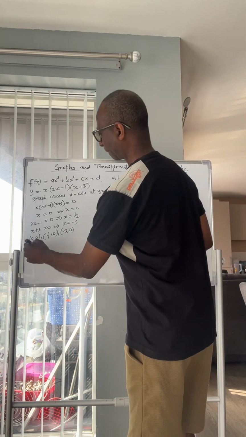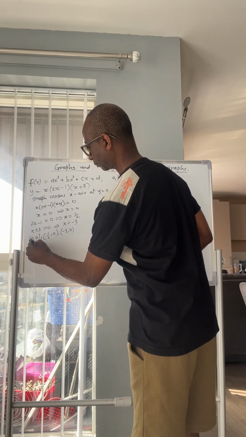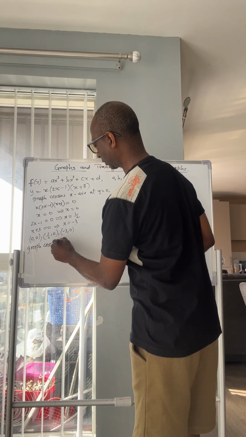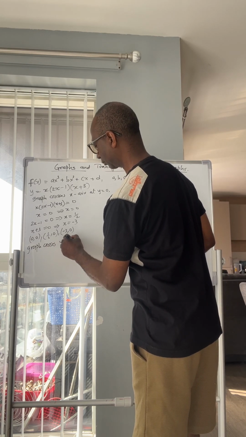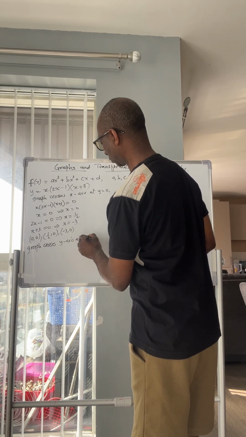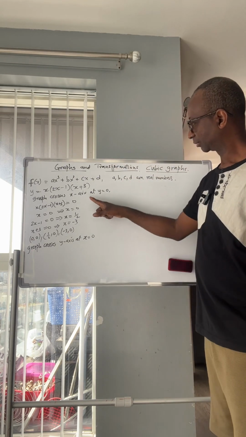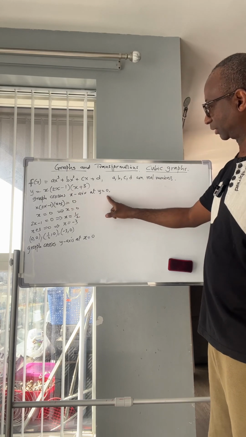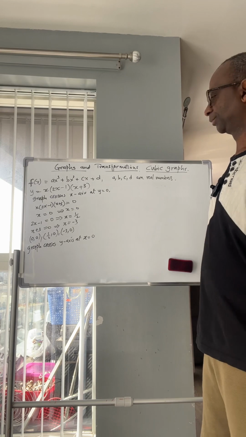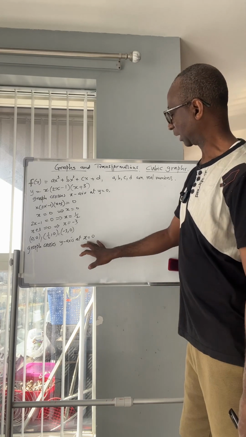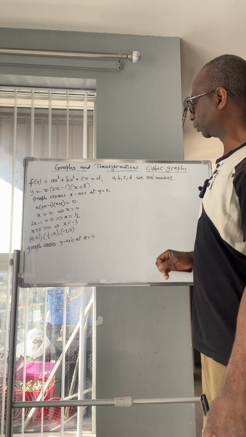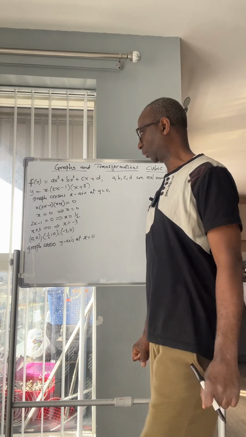Now to find out where the graph crosses the y-axis: the graph crosses the y-axis at x equals 0. At the x-axis, y equals 0; it crosses the y-axis at x equals 0. So wherever we see x, we put 0. In that case, we'll be able to know where the graph crosses the y-axis.